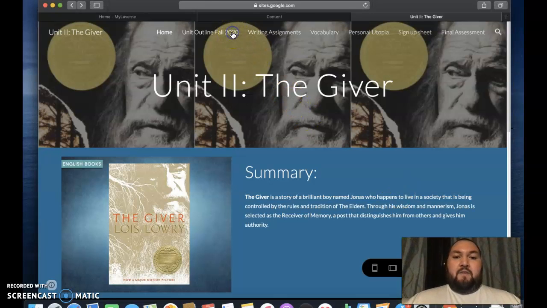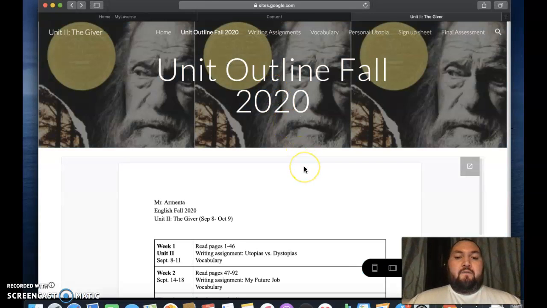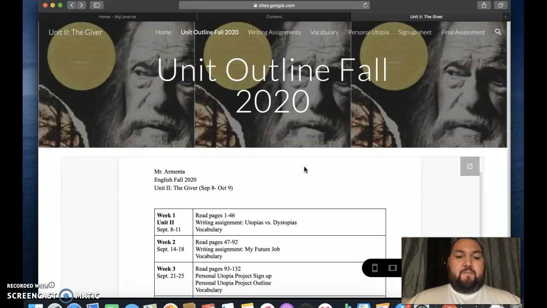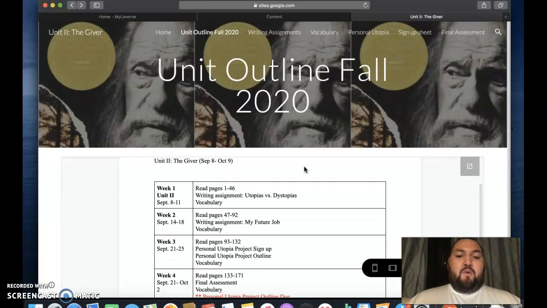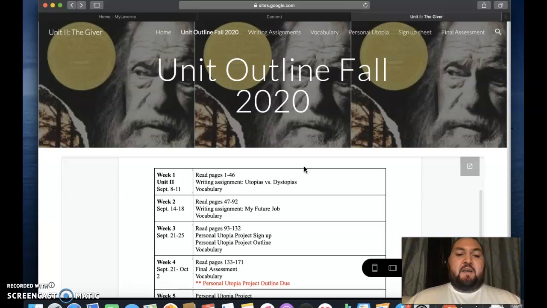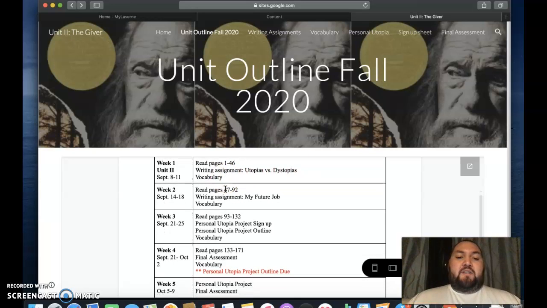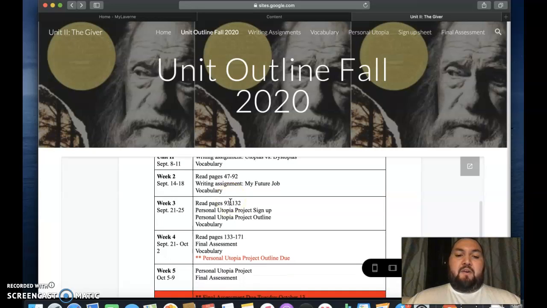First off, I will give you an outline for the next few weeks. Week 1, you will be reading pages 1 through 46. You will be writing a writing assignment, Utopias versus Dystopias, and you will be doing some vocabulary. Week 2, same thing. Read pages 47 through 92. Writing assignment, My Future Job, vocabulary.